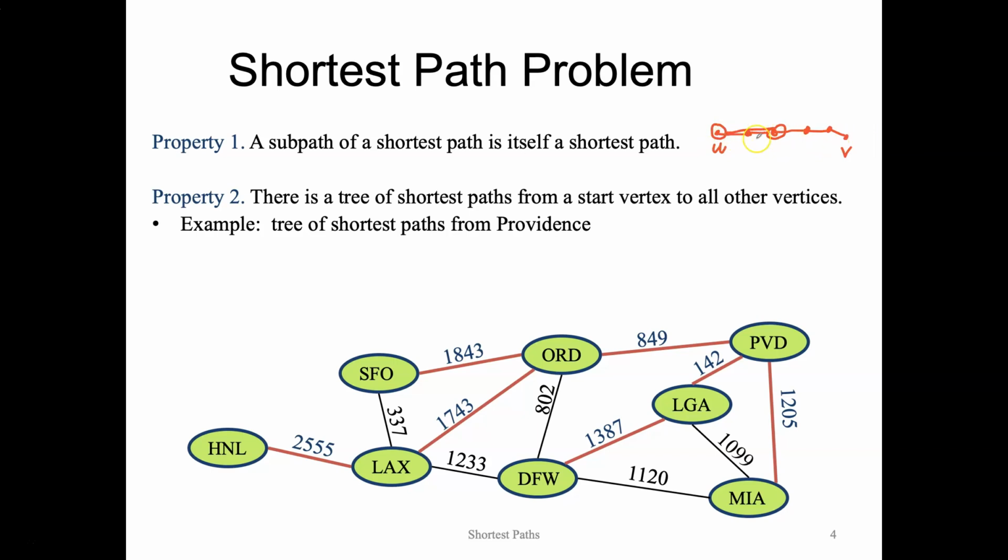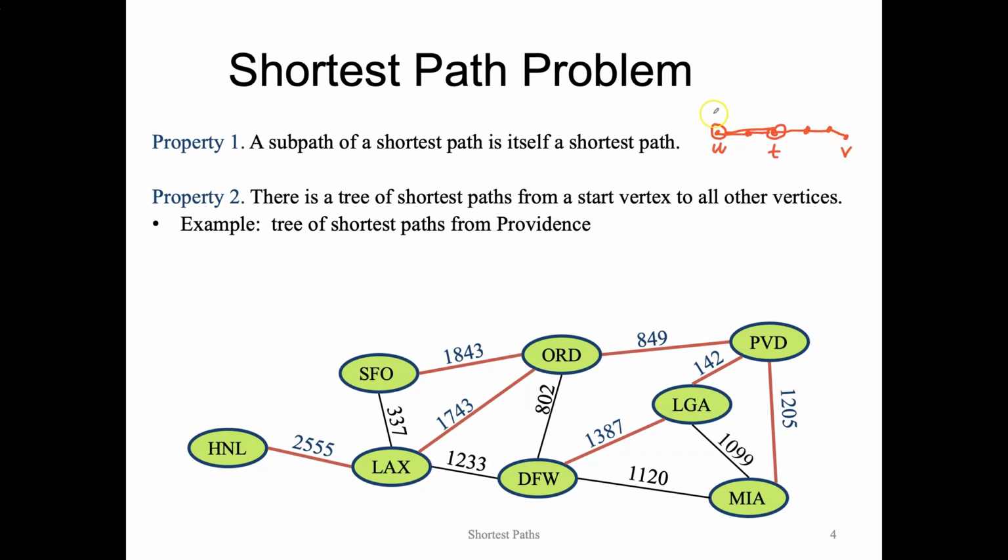We know this must be shortest because otherwise, if it wasn't, we could replace it with something even shorter. Let's say this is vertex T. We would replace it with an even shorter U to T path, which would ultimately give us an even shorter U to V path through T, contradicting that we had started off with UV being a shortest path to begin with.